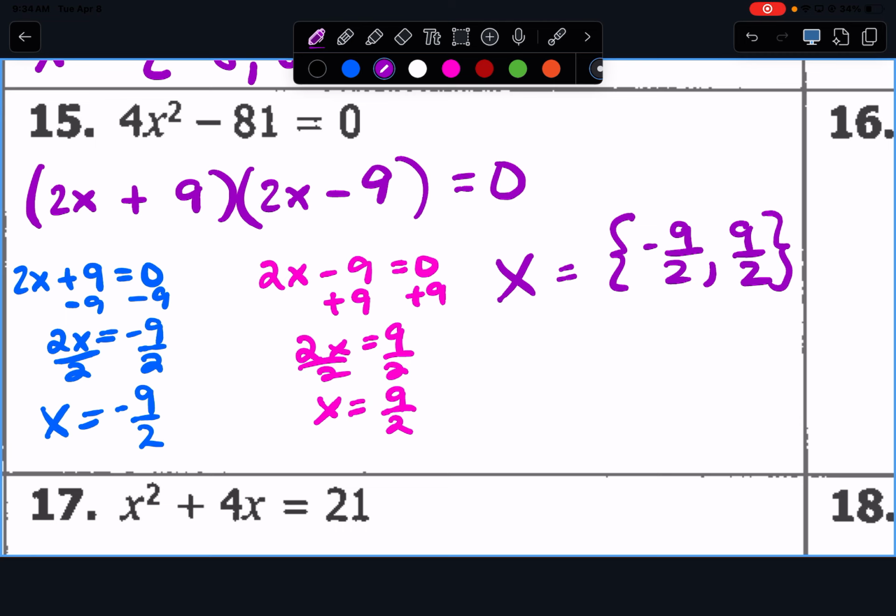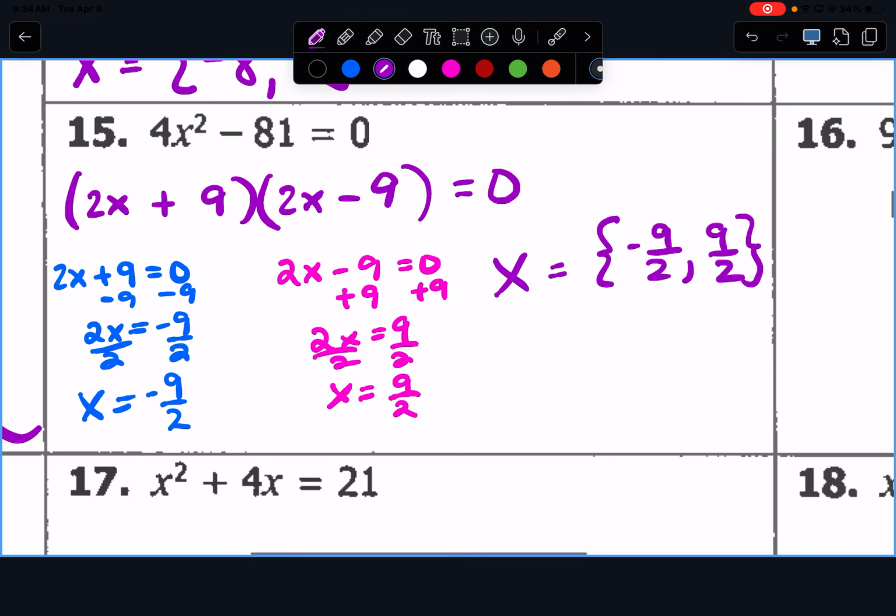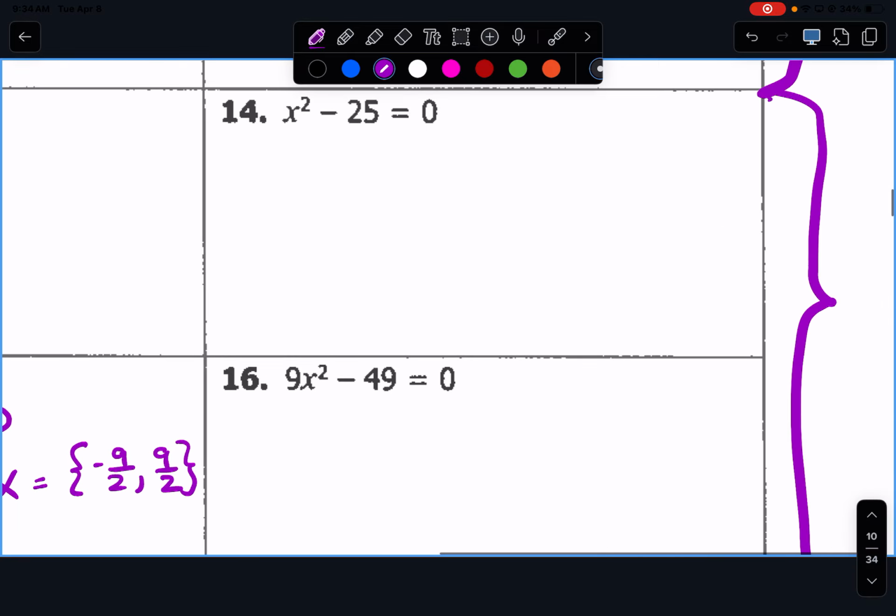I need to scope a smaller font. You mean when you're writing? Yeah. All right, for numbers 14 and 16, I want y'all to do those.